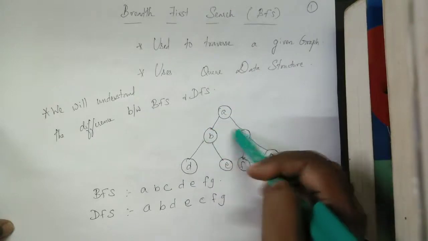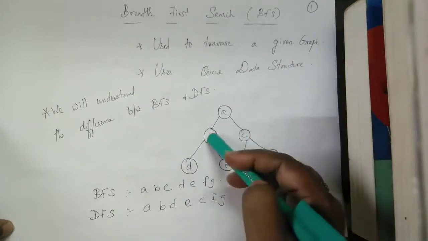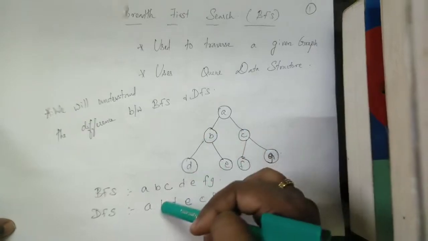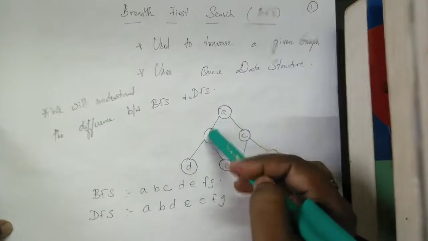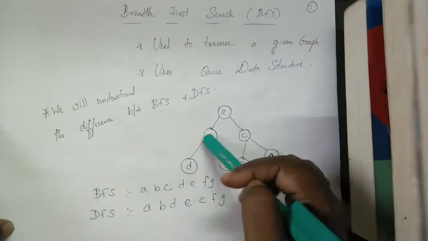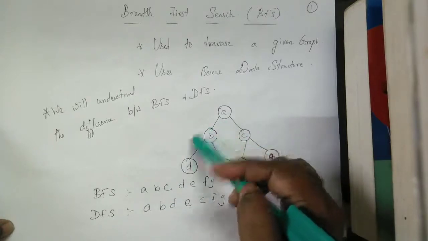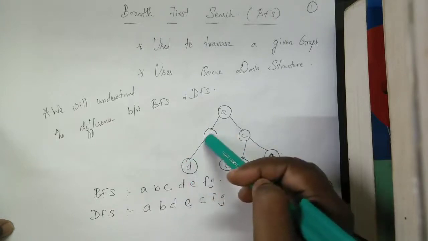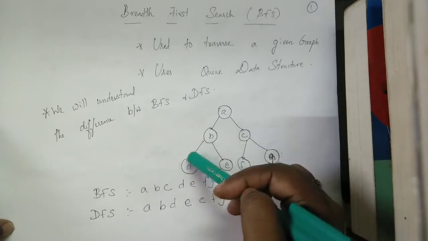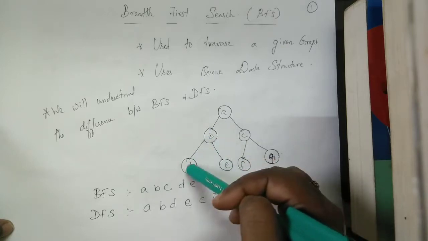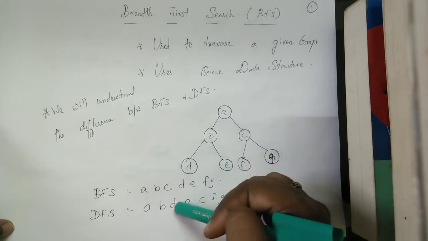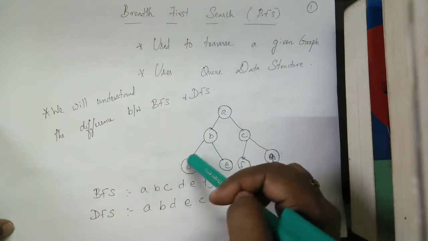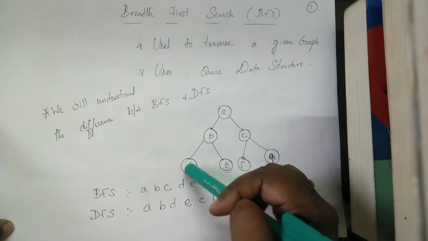There are two vertices adjacent to A. Either we can explore B or C. We'll go in order, so B is given to the output. We cannot explore C until we are done with B, so we have to go and explore B. We are supposed to explore the adjacent vertices of B. Going in order, D is visited first. Now we have to explore D. Since D does not have any adjacent vertices, we are done with D.